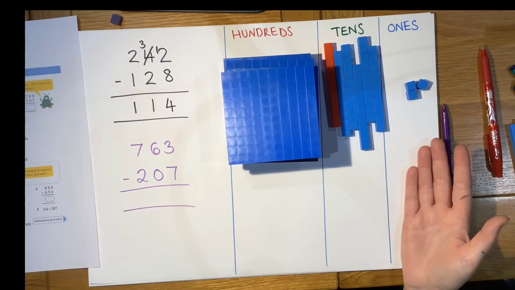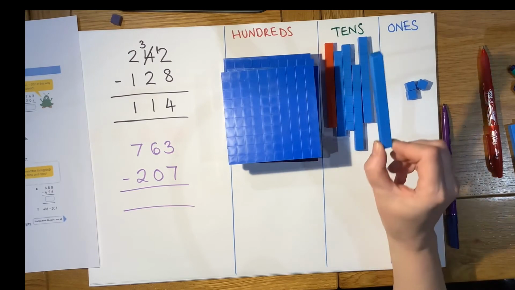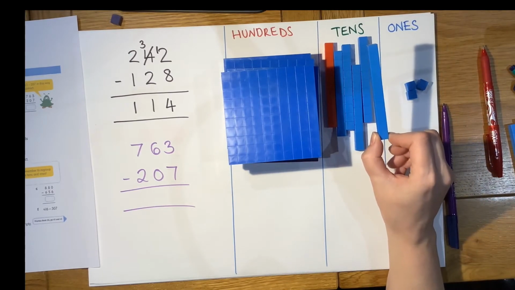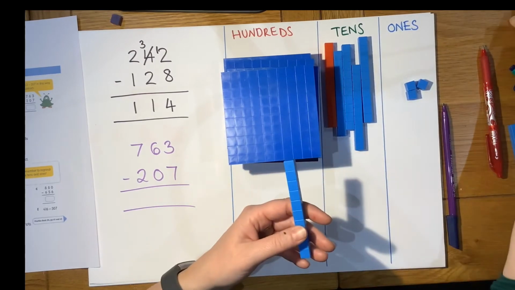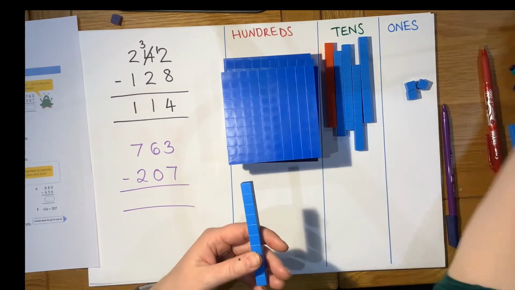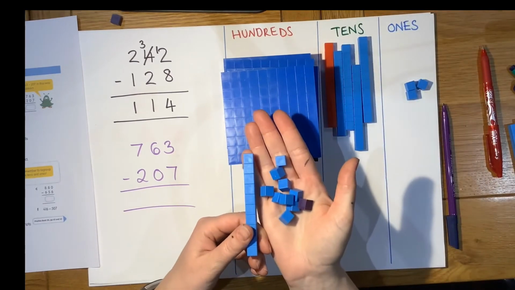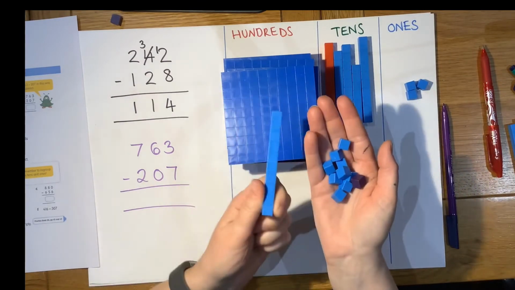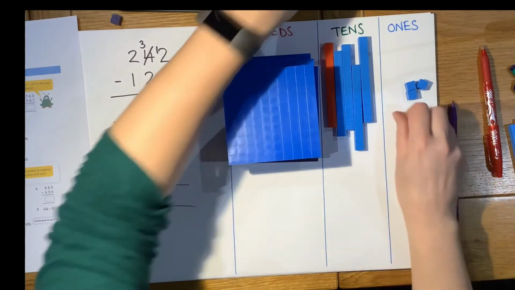I can't do that, I haven't got enough. So I'm going to exchange. I'm going to take a 10 from the tens column and I'm going to exchange it for 10 ones. Okay, 1, 2, 3, 4, 5, 6, 7, 8, 9, 10. Okay, that's the same number, 1 ten, 10 ones. I'm going to swap them, I'm going to exchange them.